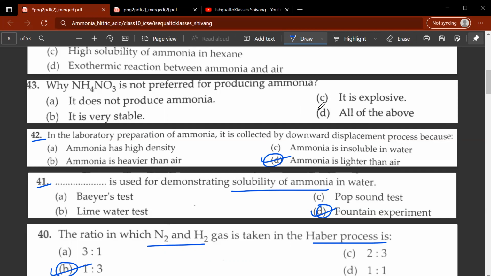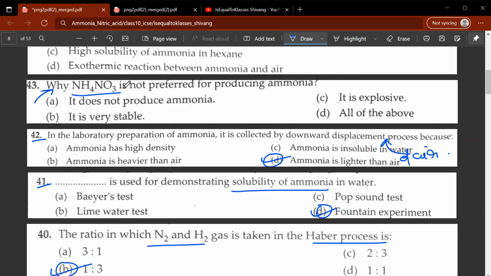use water, ammonia will dissolve in the water. So you can't collect ammonia properly. But in the case of air, it is lighter than air, so it will ascend upwards. So that's why the method to collect ammonia is by downward displacement of air. They haven't written it over here, but I'll write it. Downward displacement of air.